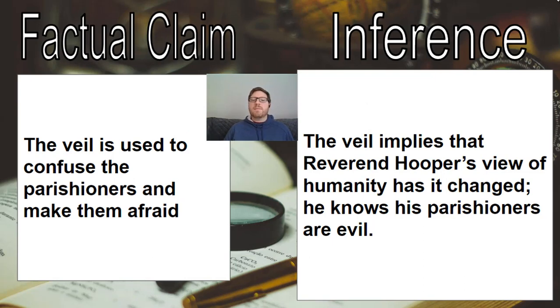Now, as you can see here, the factual claim is that the veil is used to confuse the parishioners and make them afraid. That seems kind of obvious. It's hard to argue against that. But an inference, a harder level skill here, could be that the veil implies that Reverend Hooper's view of humanity has changed. He knows his parishioners are evil. He's now looking at everybody with a darkened face, and perhaps he even wants them to know that.